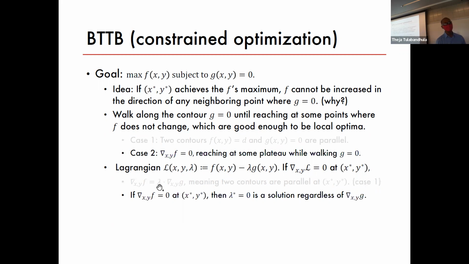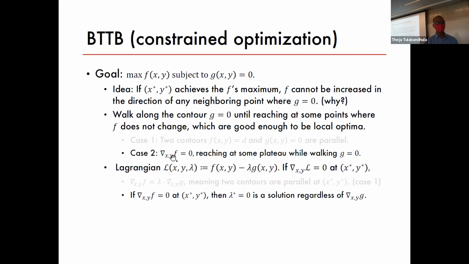The second case is that the gradient of f is equal to 0 on x comma y, which means it potentially has, let's say, a maximum, it has stabilized when we are doing this walk. Remember, this whole condition is that we're walking around the g equals 0 contour, and somewhere f is not changing, and f is not changing because the gradient of f is 0. Okay, that is the second case.